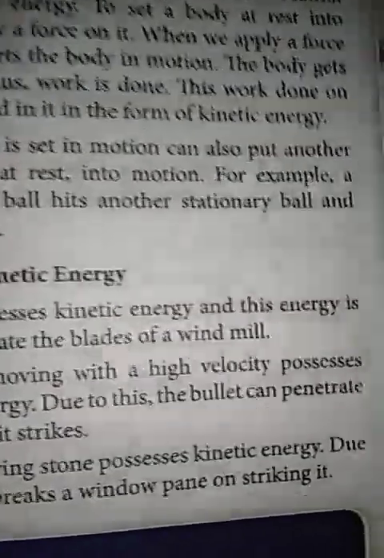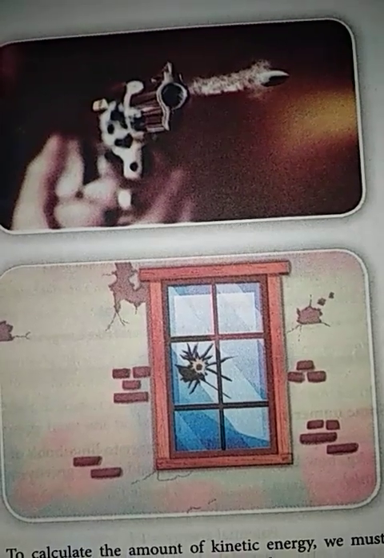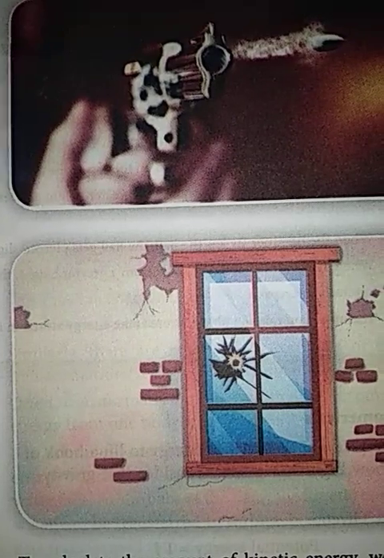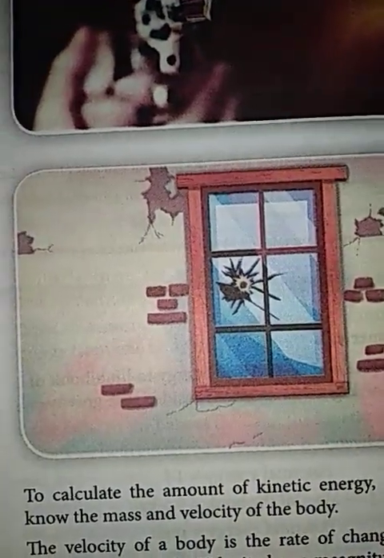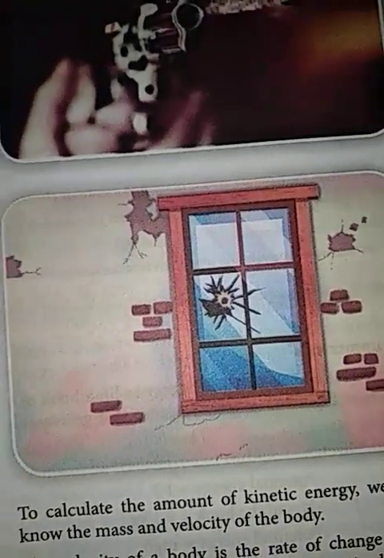Examples of kinetic energy: wind possesses kinetic energy, and this energy is used to rotate the blades of a windmill. A bullet moving with high velocity possesses kinetic energy. Due to this, the bullet can penetrate the object it strikes. A fast moving stone possesses kinetic energy. Due to this, it breaks a window pane on striking it. If we throw a stone towards the window pane, it strikes the window pane and breaks it. So these are the examples of kinetic energy.